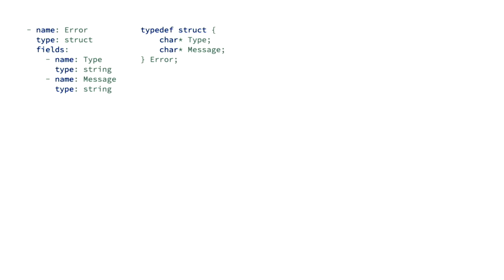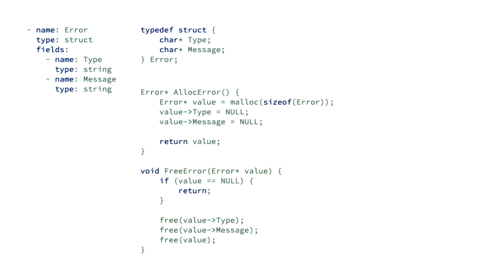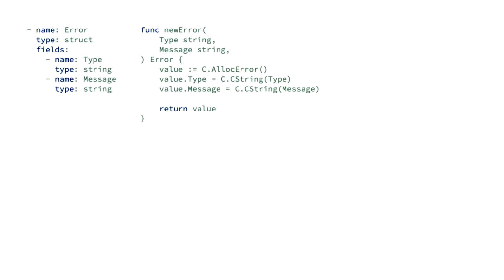It will generate C functions to initialize and free pointers to that type. So again, it will allocate one using malloc, and then initialize it, and then I've got another one that I can use to free it when I don't need it anymore. It will also generate Go functions to convert from the Go types to the C types really easily. So for example, here we can initialize a new error pointer, and take in the Go string types, so I can keep the messiness of C contained in this method, and the rest of the Go code base is relatively clean.